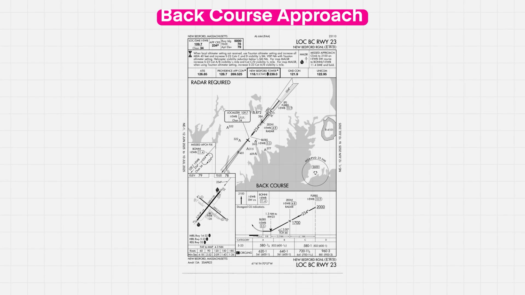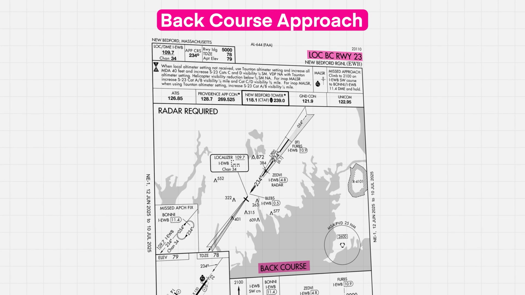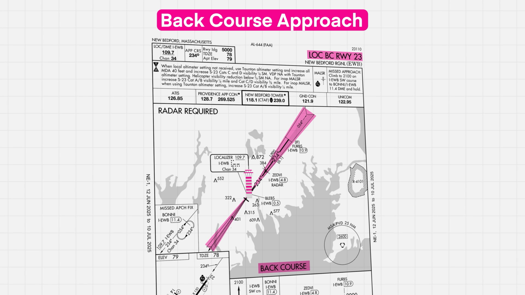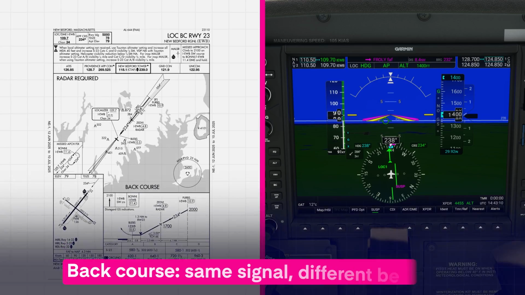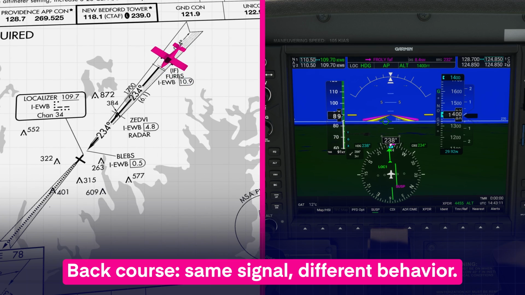But now let's go ahead and take a look at an approach that doesn't quite play by the same rules. Back course approaches are a way to use one localizer system for both runway directions without installing a second transmitter. And there aren't too many of them that are still in use, but you'll definitely see some questions about them on the knowledge test. But what makes them confusing is that the back course doesn't work quite like the front course. Alright, let's get back to the sim and see why that is.